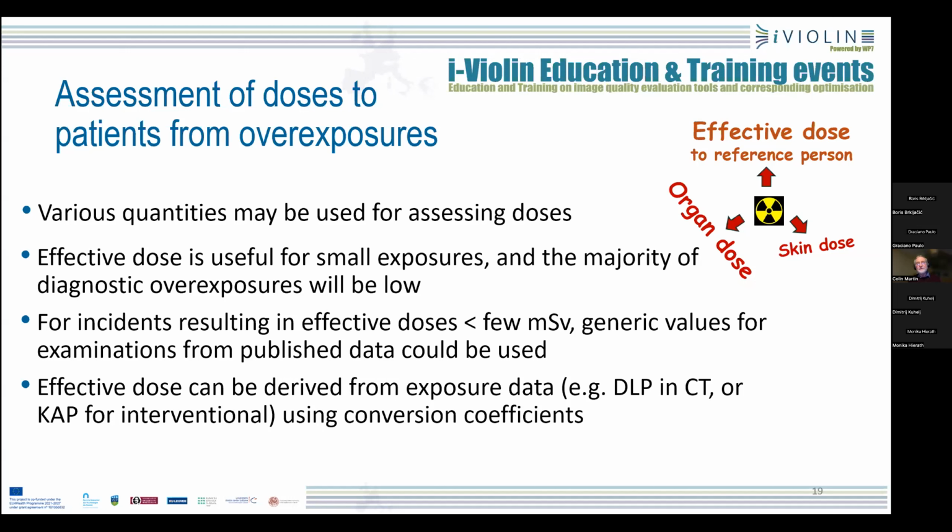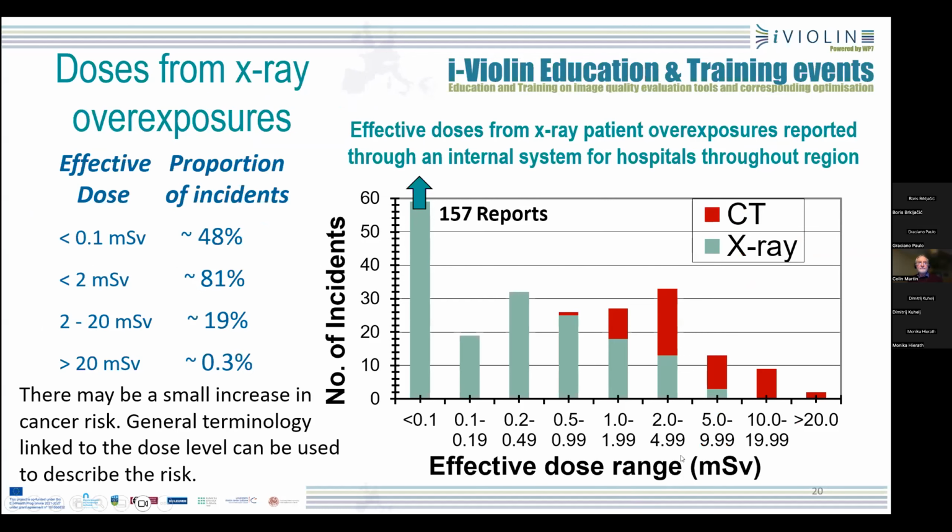But the effective dose also can be derived from the data, the DLP in CT, or the Kerma area product in interventional, using conversion coefficients. And these results show the distribution of doses from the study of incidents that occurred in a group of hospitals over quite a few years.